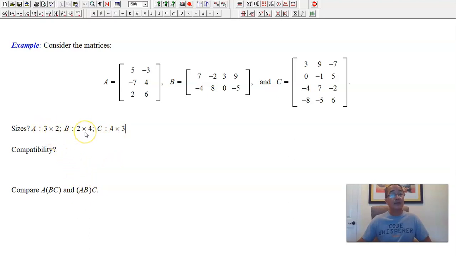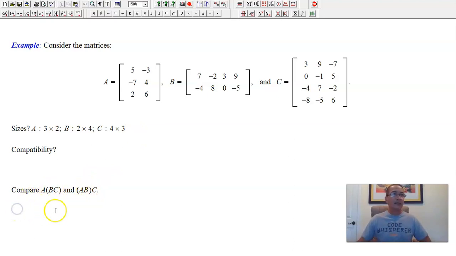3 by 2 times 2 by 4. Yes, that's compatible, and you will get a 3 by 4 matrix. Can you multiply that by a 4 by 3 matrix? Yes, because you will have 4 columns and 4 rows on the right. So you will also get a 3 by 3 matrix. So both of these matrix products can be formed.